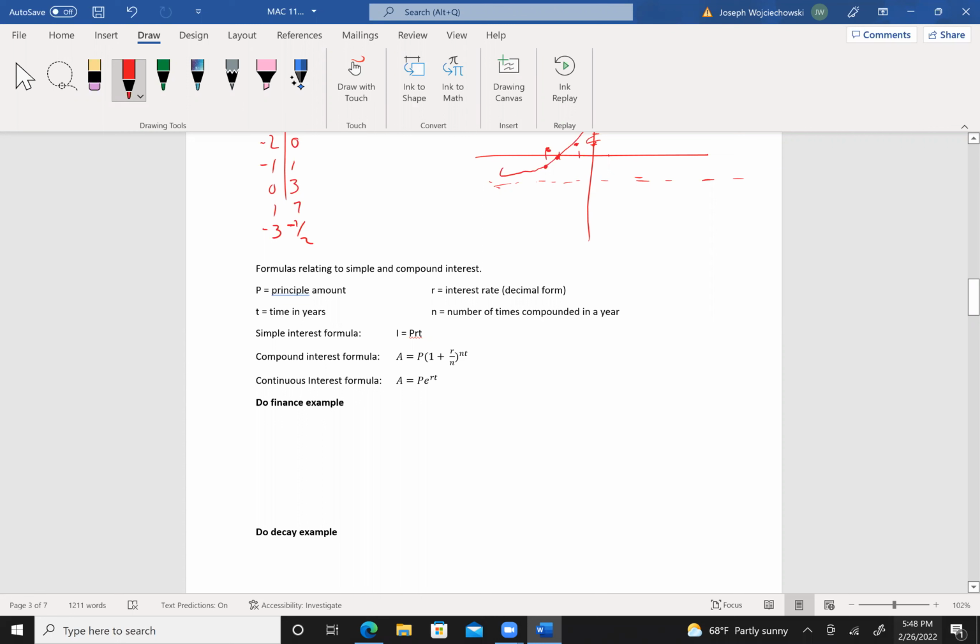So let's look at a couple examples of this. Suppose that $8,000 is invested. So our principal is $8,000. It pays 4.5% a year, so in decimal form 0.045, compounded monthly. We don't need to do a whole bunch, so let's just do one of these. So N equals 12. This is how this works.